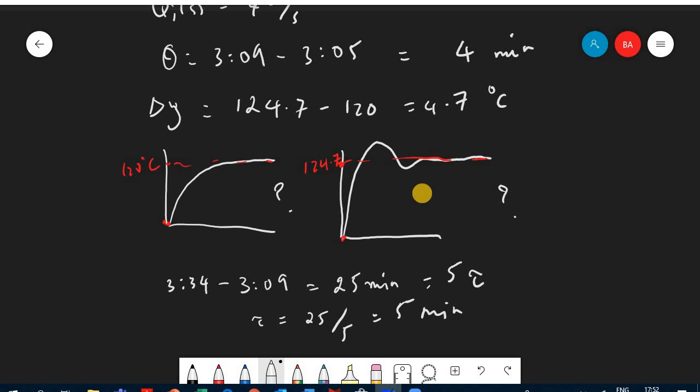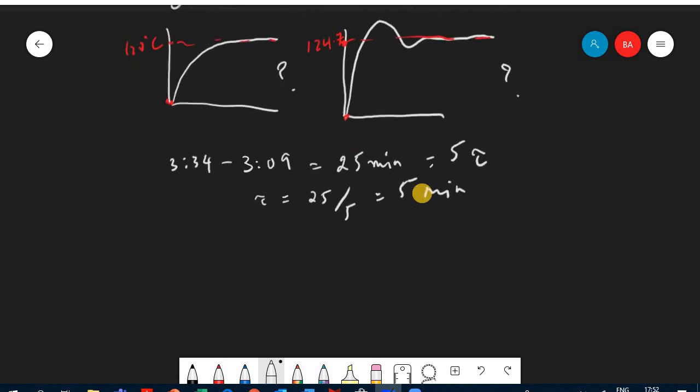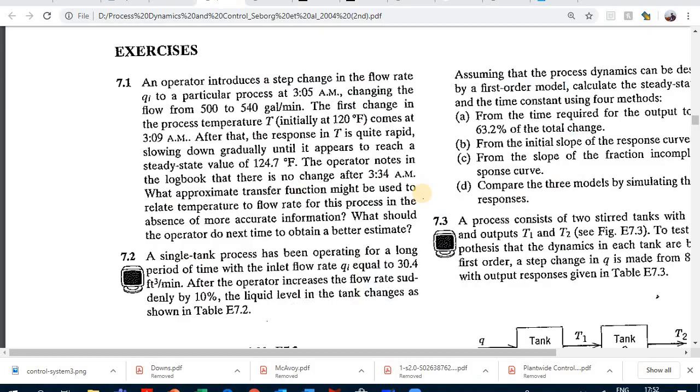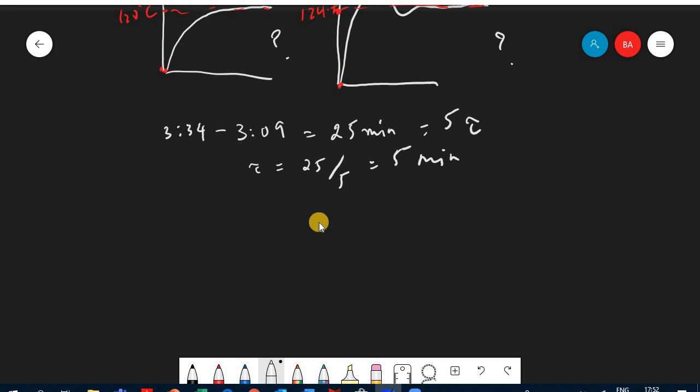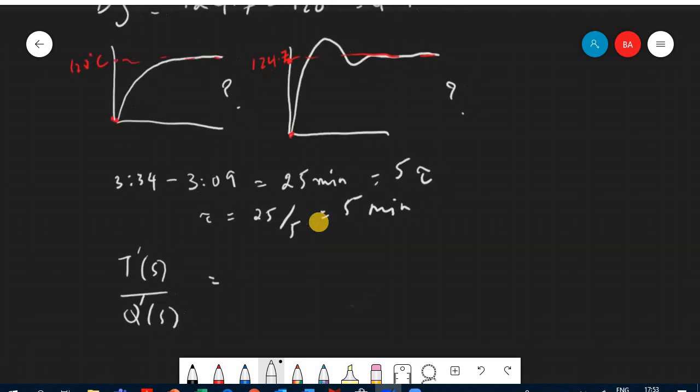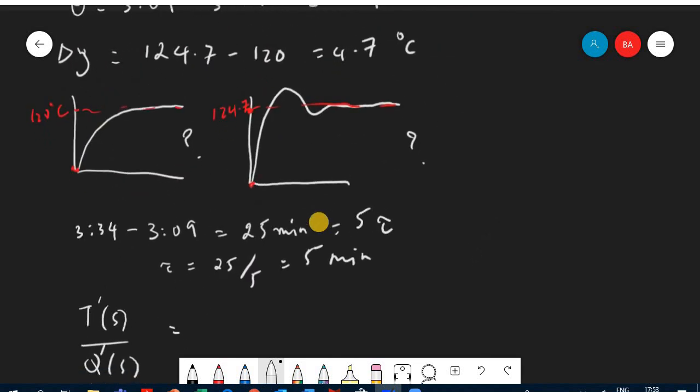It looks like I found everything. And by that, I think it's asking about the transfer function: what approximate transfer function relates temperature to the flow rate in the absence of more accurate information. We already have it, which is T prime of S over Q prime of S, equal to K. I did not find K.